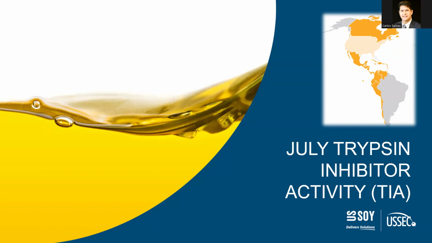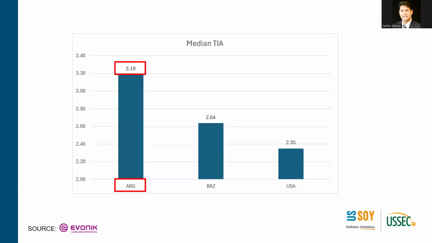We process soybeans, we heat them under pressure to reduce the amount of trypsin inhibitors, so the meal can be digested, and the protein can be digested by the animal. And I want to share with you some of the numbers that we got from Evonik on trypsin inhibitors by origin. And let's take a look at Argentina first.